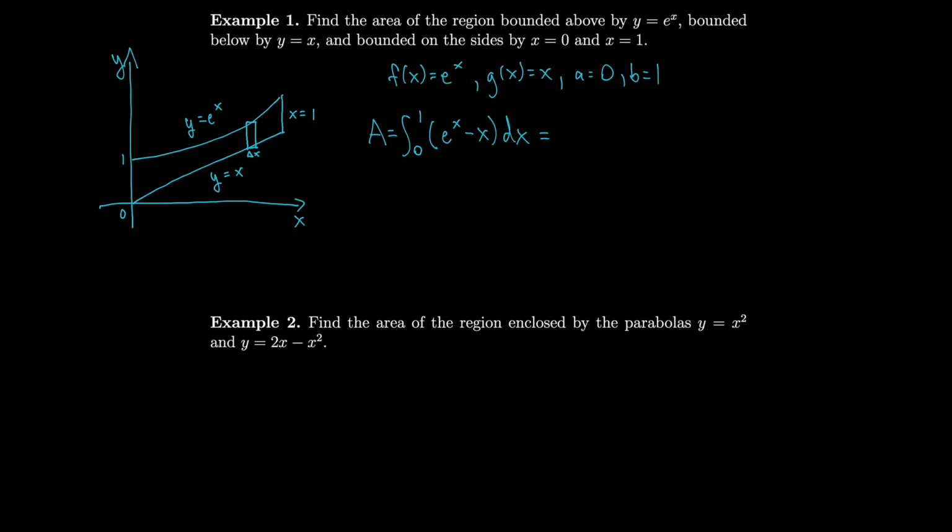The antiderivative of e to the x is just e to the x. The antiderivative of x is x squared over 2, so we'll subtract half x squared. And then we evaluate that from 0 to 1. We end up with e minus a half minus 1, which is just e minus 1.5.